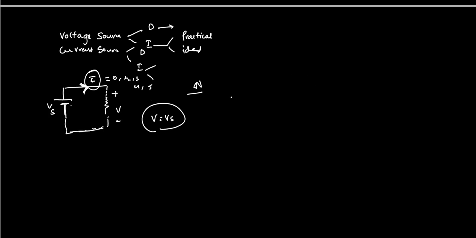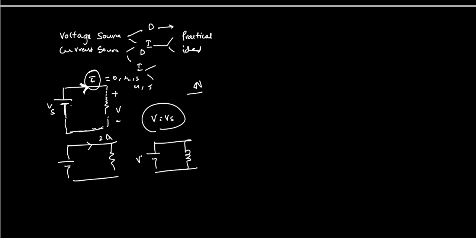Suppose I have an ideal voltage source and a resistance, and the current is 2 amperes. Then he asks a question: if I replace the resistance by an inductance, or if I replace the 2 ohms resistance by 4 ohms, what is the current here? What is the voltage here?